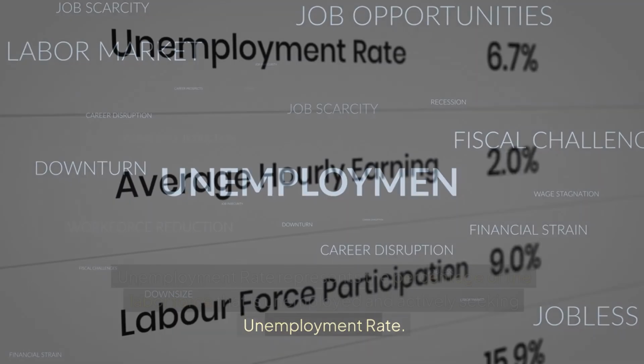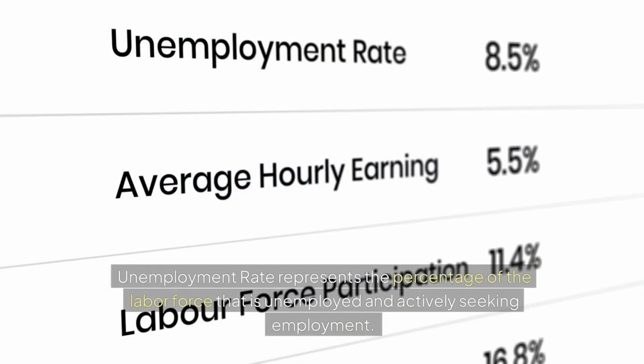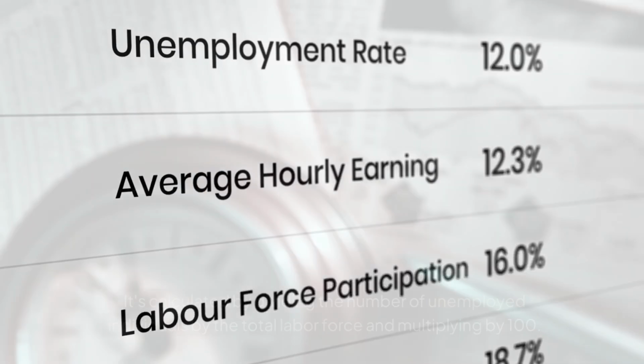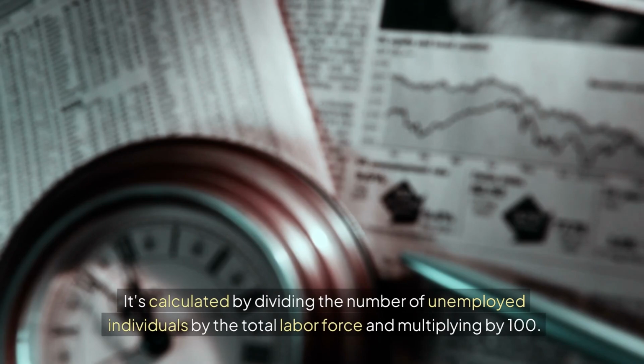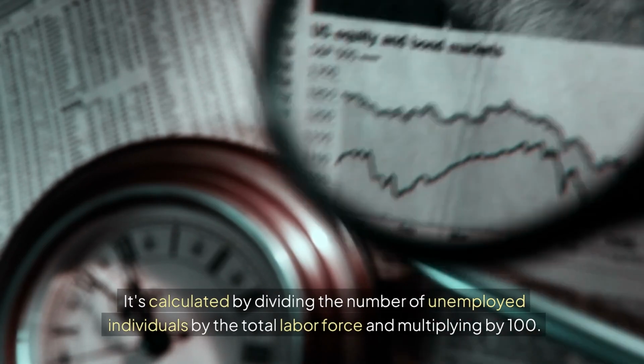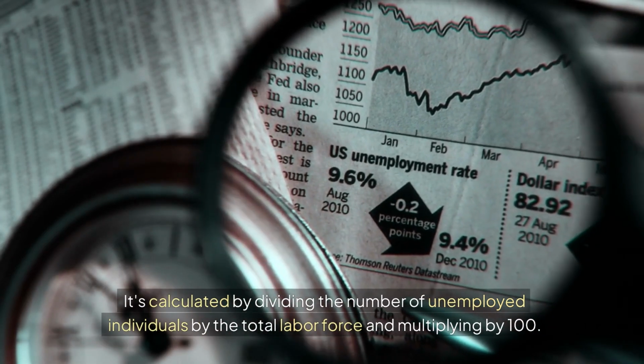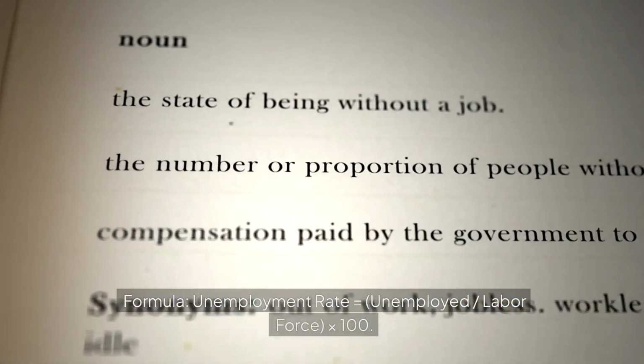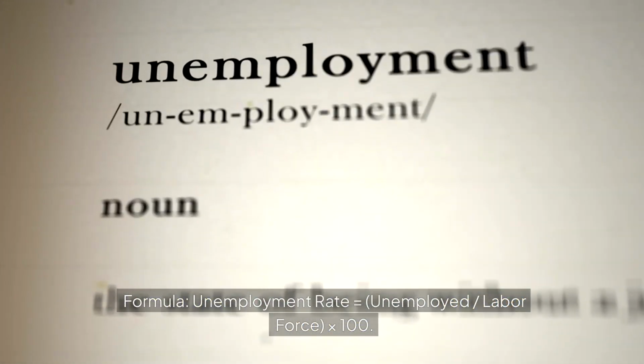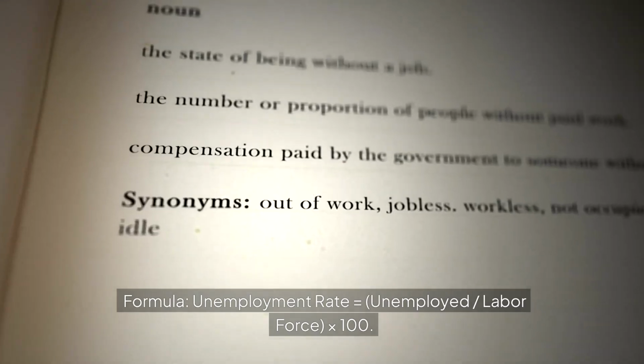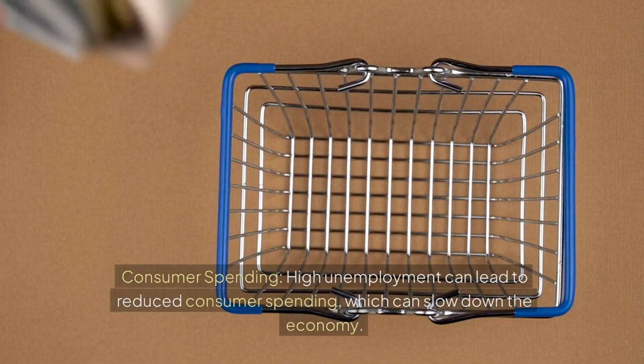Unemployment rate. Unemployment rate represents the percentage of the labor force that is unemployed and actively seeking employment. It's calculated by dividing the number of unemployed individuals by the total labor force and multiplying by 100. Formula: unemployment rate = unemployed / labor force x 100. Impact on the economy. Consumer spending.